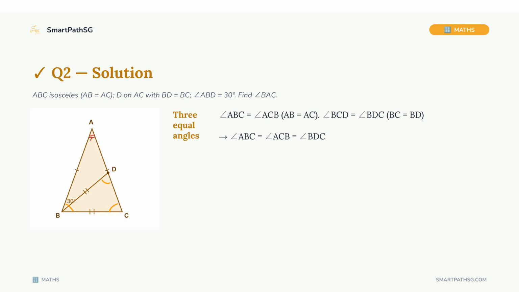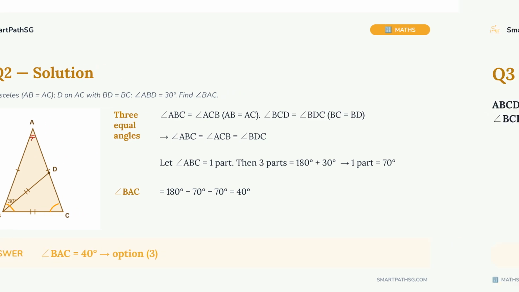Next, notice that these 3 angles sum up to be 180 plus 30, where 180 is the sum of the interior angles of triangle BCD. It follows that each of these base angles equals 70 degrees, so the apex angle BAC equals 40 degrees. And the answer is option 3.